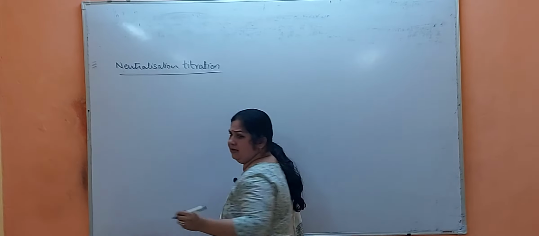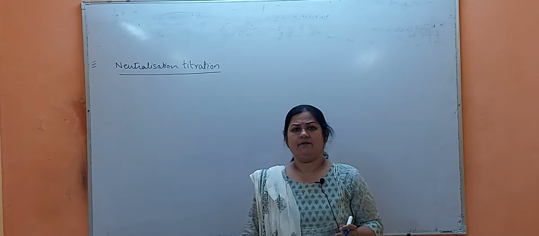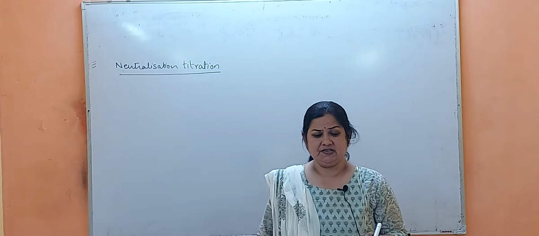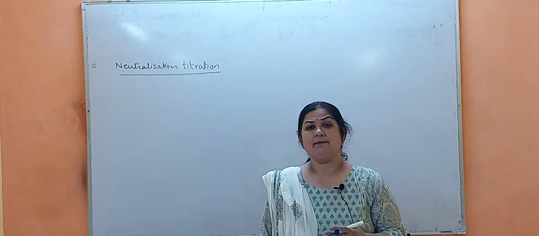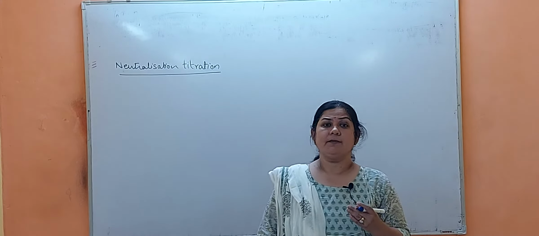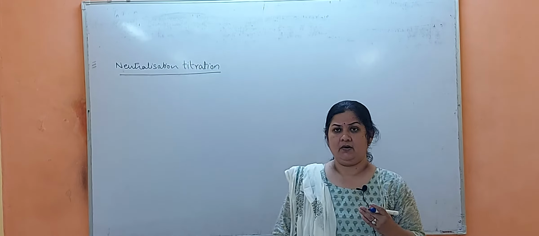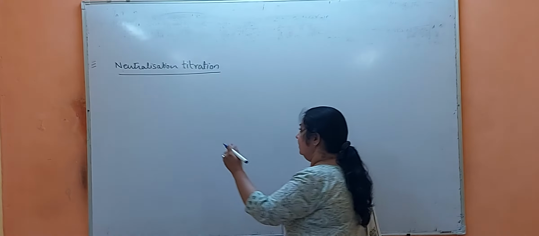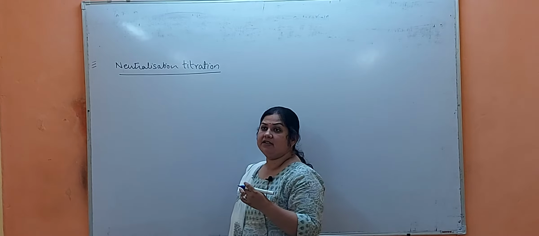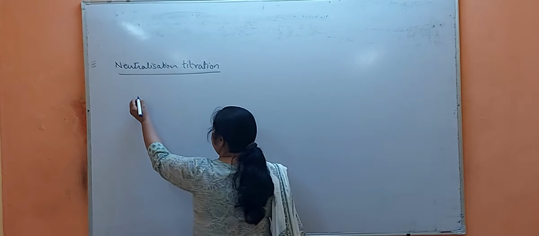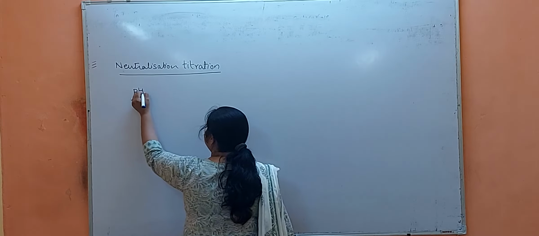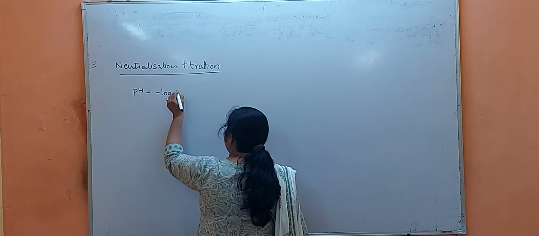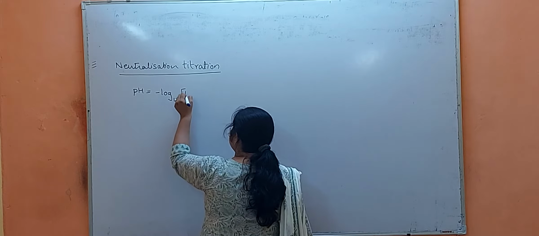Actually these are acid-base titrations where, during the course of titration, the H+ ion concentration changes and hence the pH changes. Now, what do we mean by H+ ion or by pH? There is a relationship between pH and H+ ion concentration. pH is equal to the negative log to the base 10 of the H+ ion concentration.